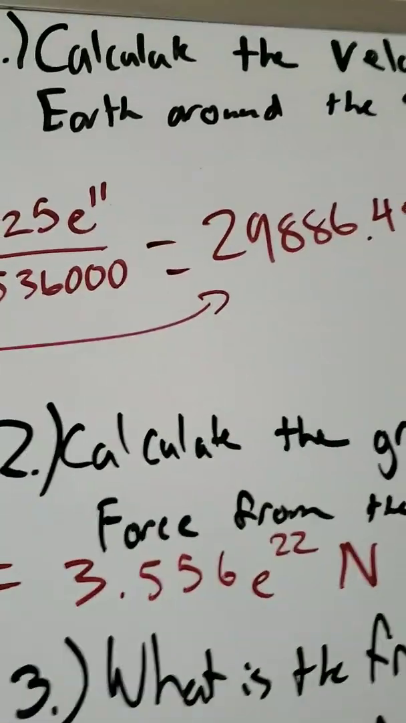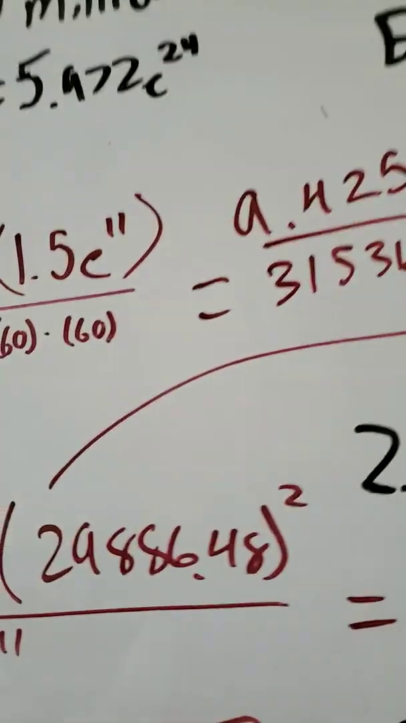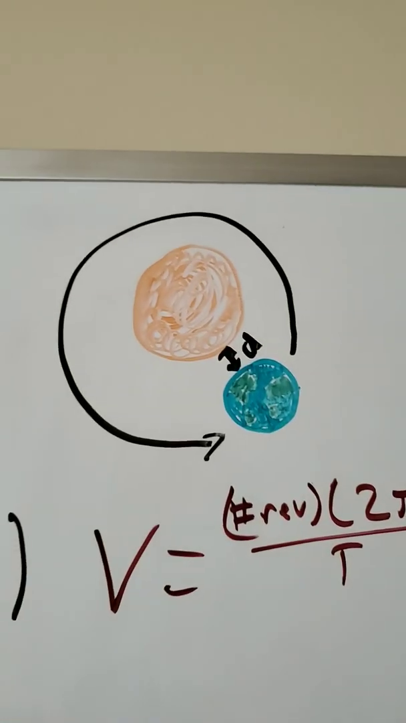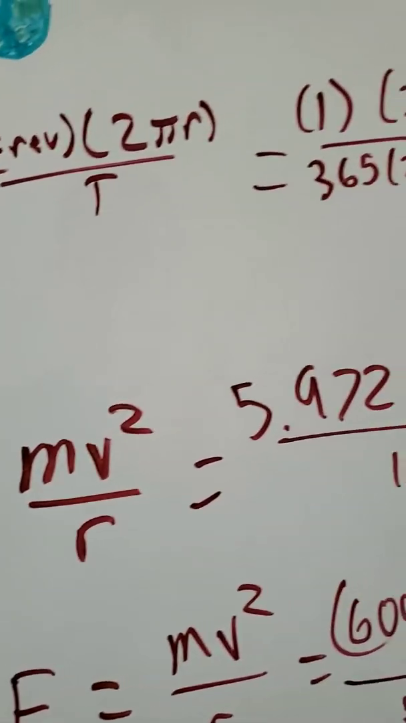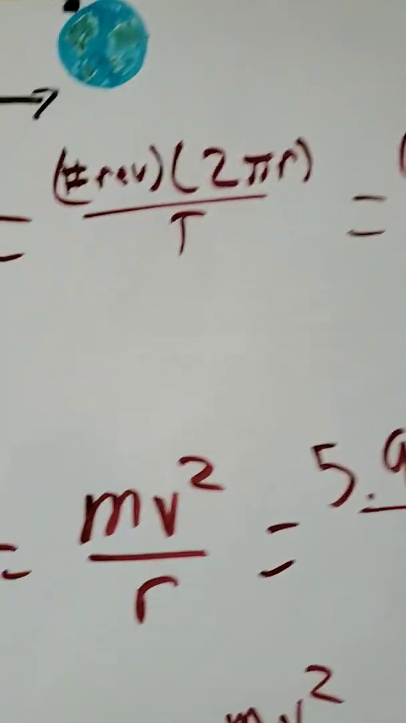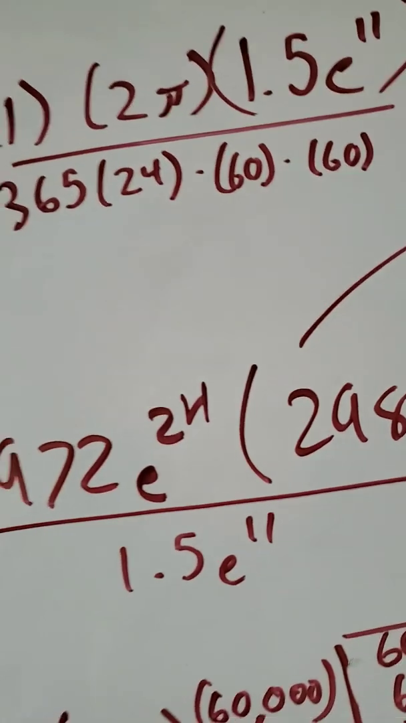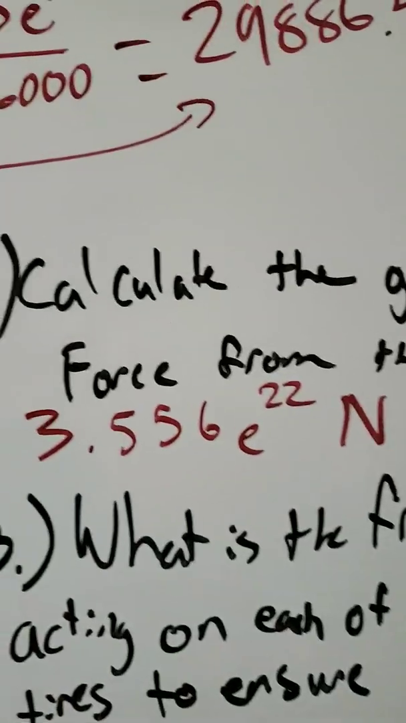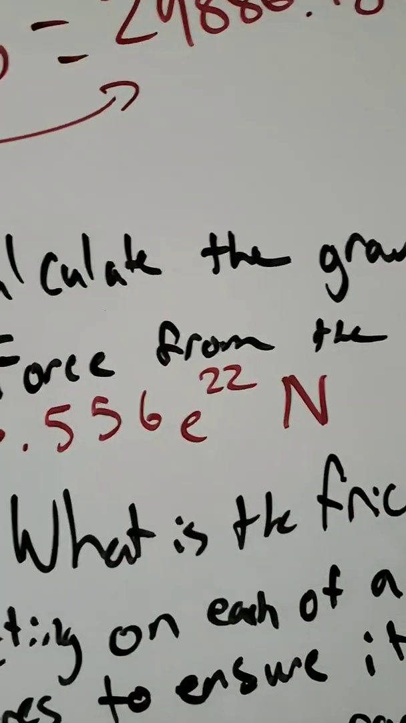The second question is going to be calculate the gravitational force from the sun on Earth. All right, so the gravitational force, at least with circular motion, is going to be equal to the mass times that velocity, the circular motion velocity squared, divided by the radius. And once more, this is just plugging in these numbers for that, and you'll come out to about 3.556 times 10 to the 22nd newtons.